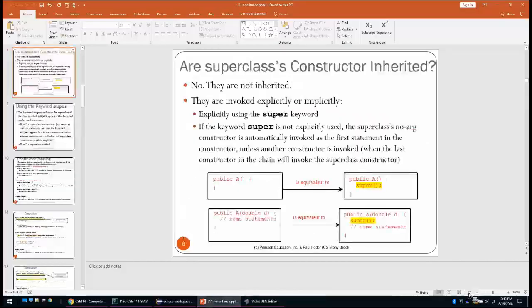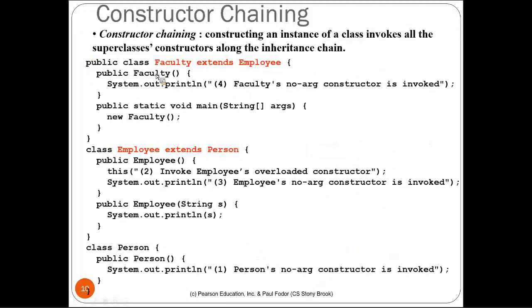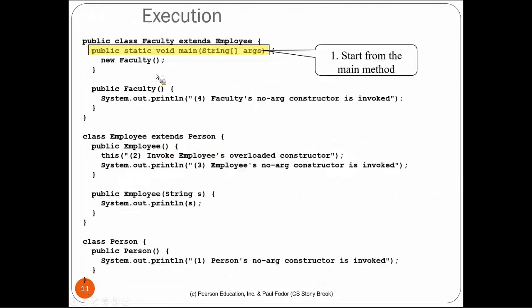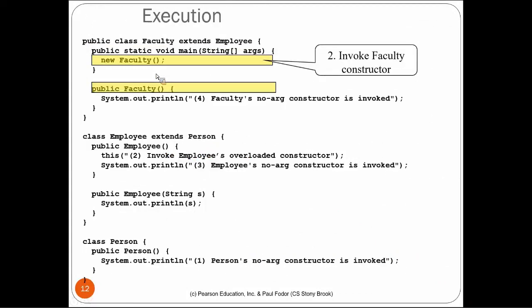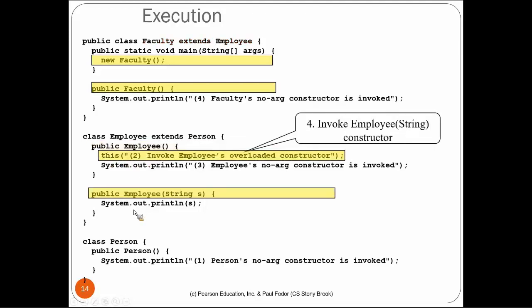So in our case, basically, from the class faculty, we call the faculty constructor. From that, we call the employee constructor. But this employee constructor calls another constructor of the class employee. So, in fact, it will call that first, and from that point, it calls the superclass constructor. So, we call the superclass constructor from the employee constructor that takes a string as a parameter.